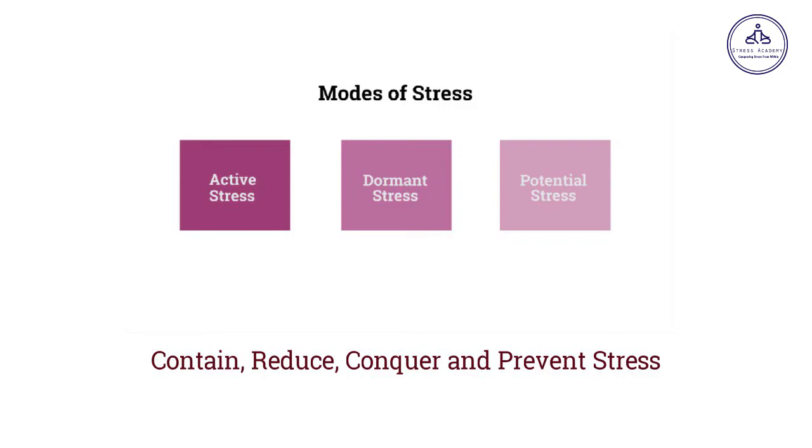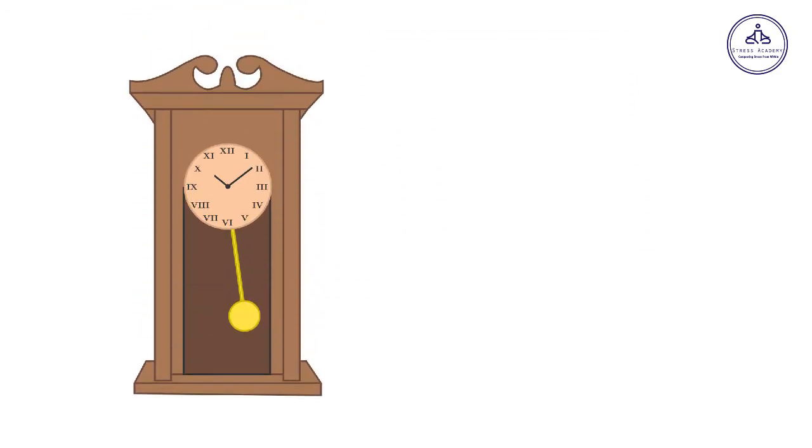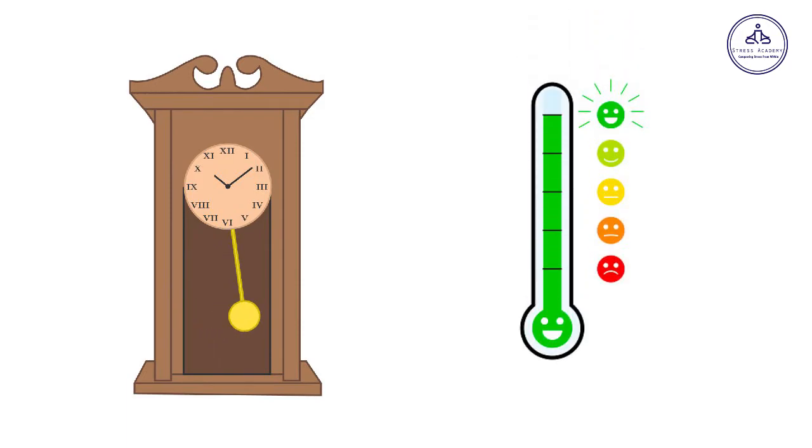While being in any of these stages, we continue to oscillate periodically between active, dormant, and potential stresses with varied intensity. However, intensity and frequency of stressful experiences goes down as we progress through the stages.